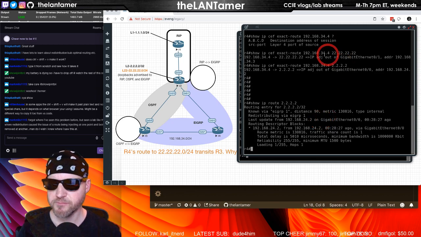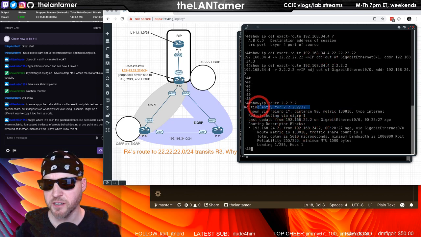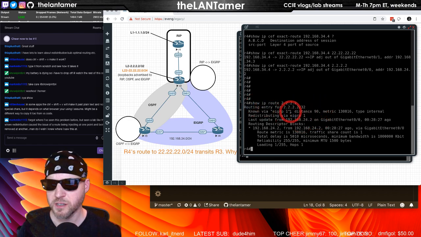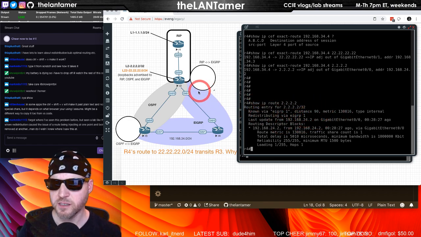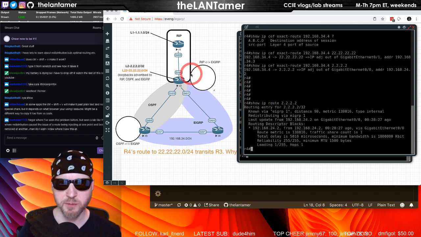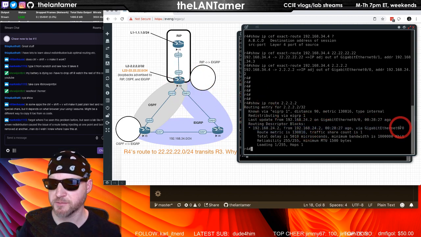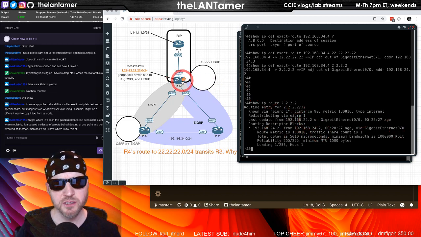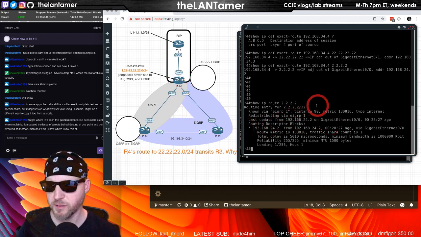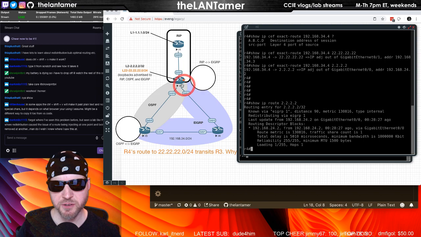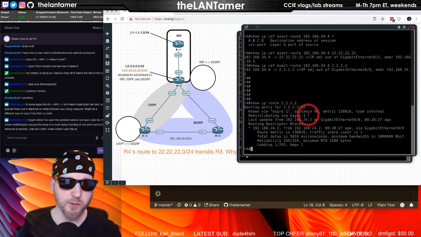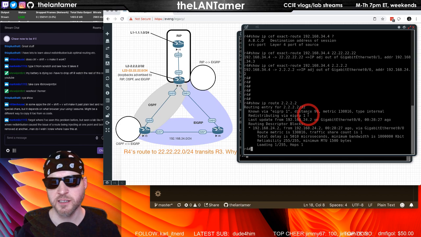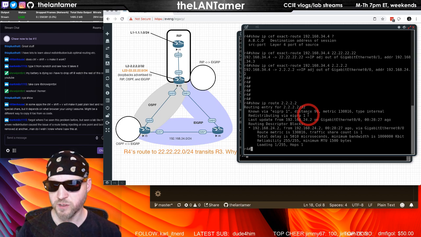2.2.2.2. All right, notice this is showing 2.2.2.2/32 with a distance of 90, which is what we would expect, because router 2 is injecting it into EIGRP, right? And Gi0/0. So it's advertising it, it's not redistributing it, it's advertising it directly into EIGRP with AD of 90.